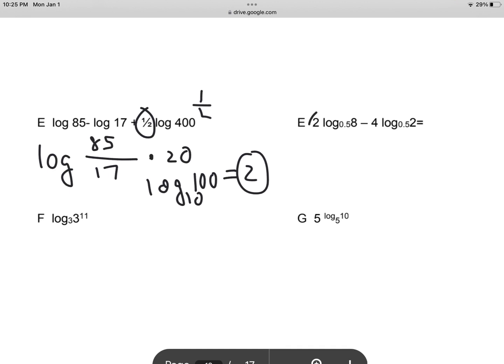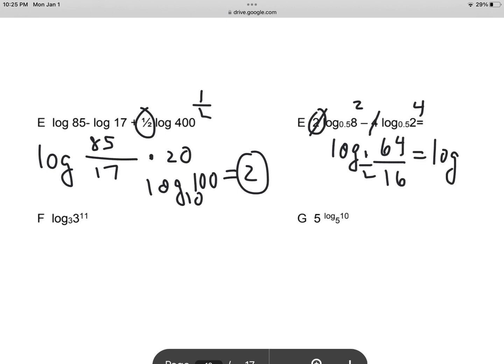Next one, if I put that 2 up and put that 4 up, I'm going to have the log of 64 divided by 16, 2 to the 4th. And the base is a half, 0.5. So I'm trying to do the log of 4 base 1/2. So 1/2, I'm going to put it up here. 1/2 to what power is going to give me a 4, and I would need a -2 to get there.